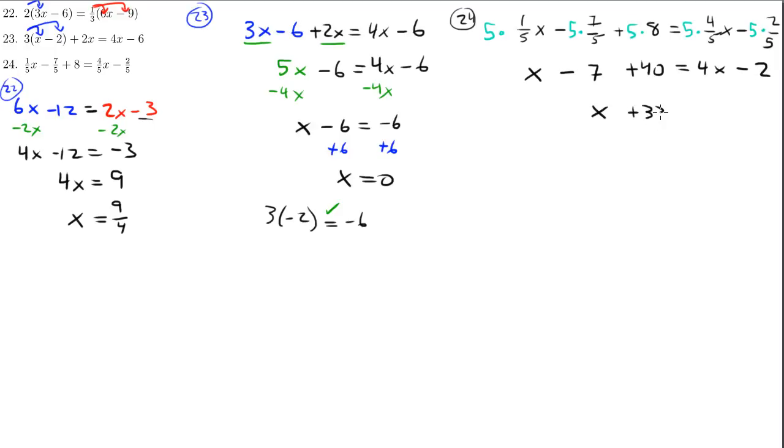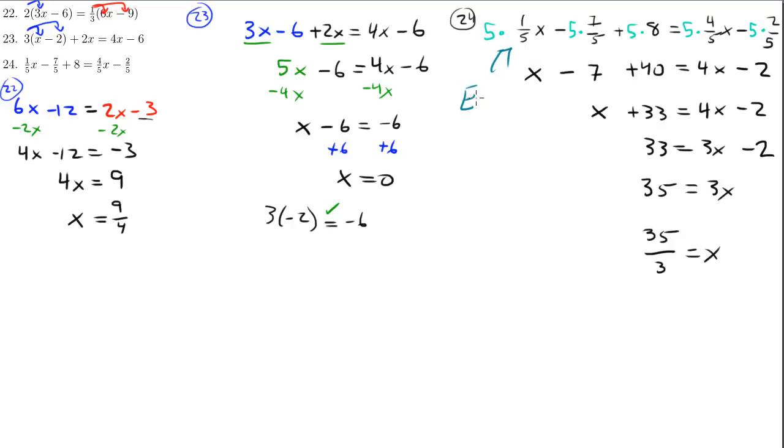X plus 33 is equal to 4x minus 2. 33 is equal to 3x minus 2. 35 is equal to 3x. 35 over 3 is equal to x. So we use that trick. We multiply every term. And then we're able to solve as usual after we multiply every term. Woo! All right. Next set of exercises.